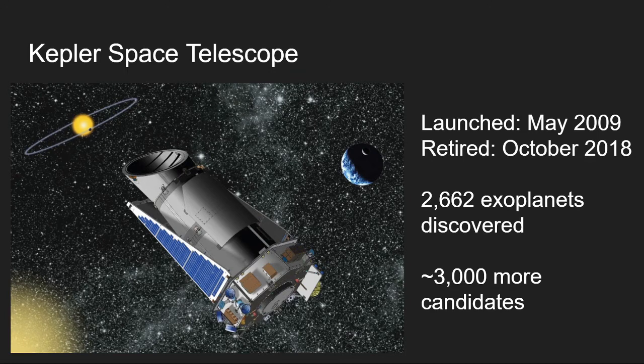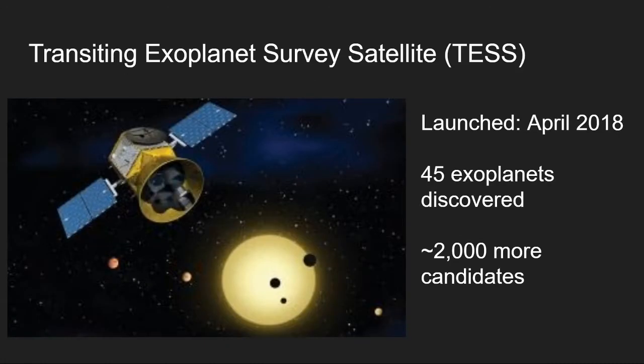Now, over the just over 9 years that it was working, there have been 2,662 confirmed planets found by the Kepler Space Telescope. Many of these are Earth-sized planets, which is very exciting. And we have another about 3,000 more candidates. What we mean by this is we see a single dip, but scientists are still working to comb through the data or get more data on the star to see if it's a regular occurrence and not just a random change.